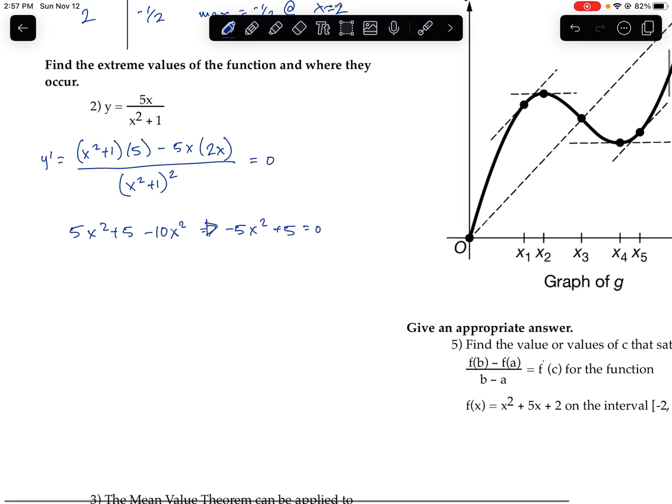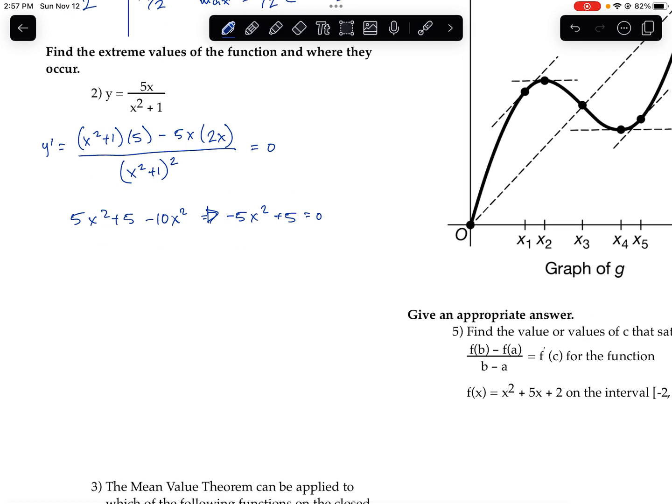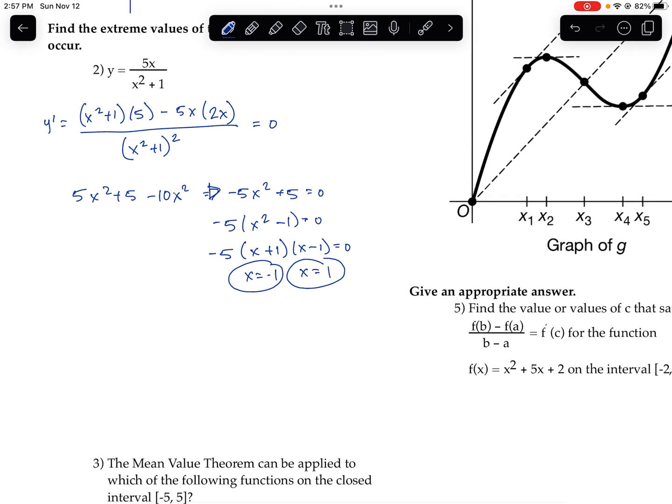And let's see, I'm going to factor that. I can pull out a negative 5, and I'm going to get x squared minus 1. And that's factorable by x plus 1 and x minus 1. So x will be equal to -1, and x will be equal to positive 1 as the solutions to that right there, which means that's whenever this will be equal to 0.